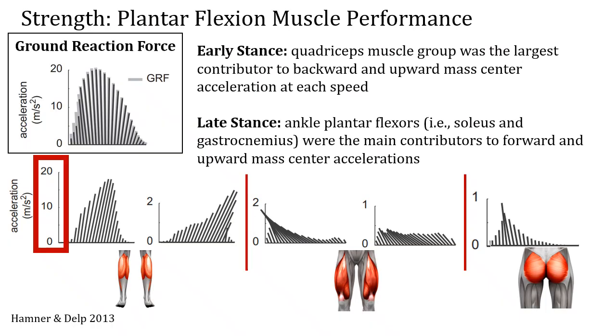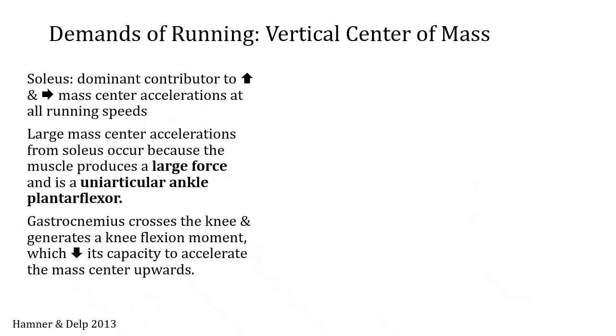And I highlight again the 10x scaled soleus there. So in the early stance phase, the quadriceps group are the largest contributor to the backward and upward mass center acceleration in each step. In late stance, the ankle plantar flexors, soleus and gastroc, were the main contributors to forward and upward center of mass acceleration. Again, the soleus is a dominant contributor to the increase to the vertical and to the forward center of mass acceleration at all running speeds.